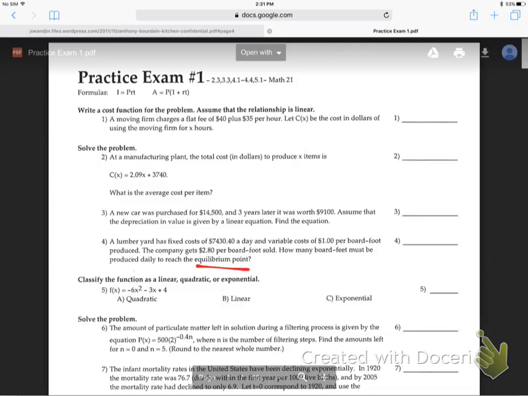When you see equilibrium point, I know we've talked about a lot of things in these 4 weeks. What jumps off the page? Cost equals revenue. Remember, equilibrium means break even. When does a company break even? When outgoing money equals incoming money. When costs equal revenue. As soon as you see equilibrium, you think, oh, cost equals revenue. Money going out equals money coming in. That's equilibrium. That's break even. Sometimes they call it break even point.